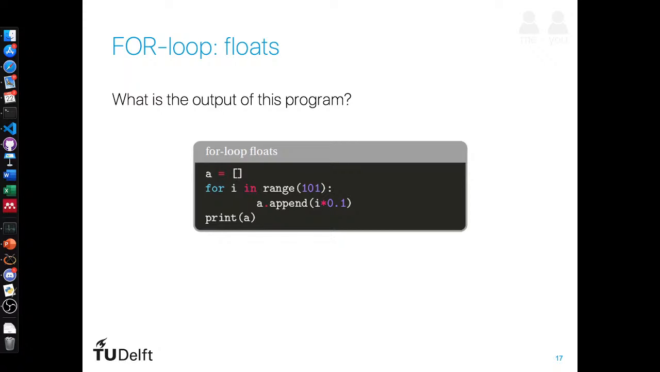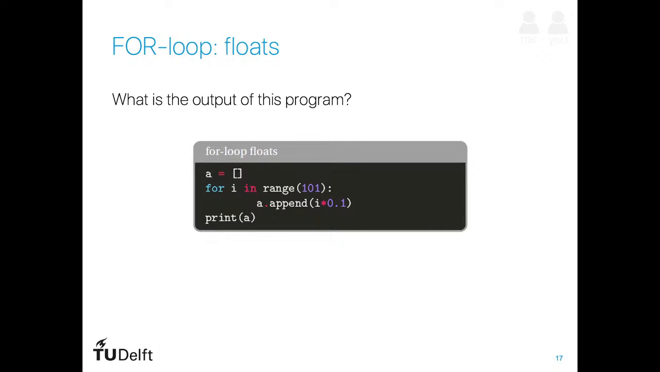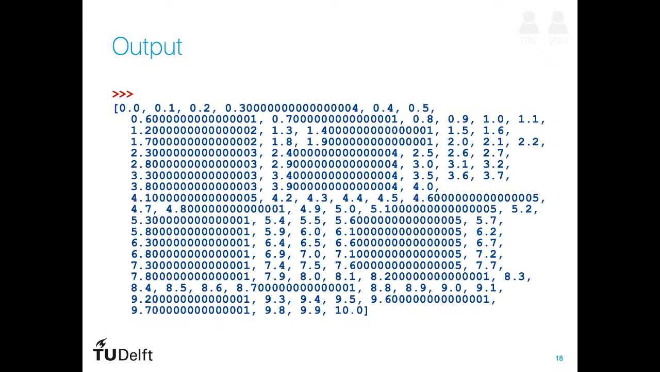Yeah, indeed. If I hadn't known better, I would agree with you. But this is actually what you see. So it's mostly what you say, except for a couple of values. So you indeed get 0.0, 0.1, 0.2. And then you get this weird number, 0.3, but then with a little bit more.